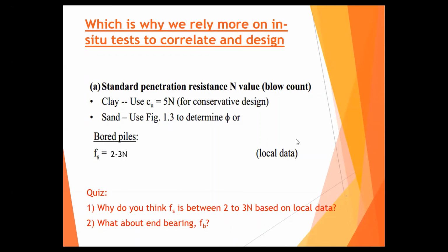Maybe Prof can reply to this question also. Why is it between 2 to 3N? Yeah, Prof Guo, can you answer? Or can you give us your thoughts? Why is it between 2 to 3N? If nobody answers, then I don't answer.